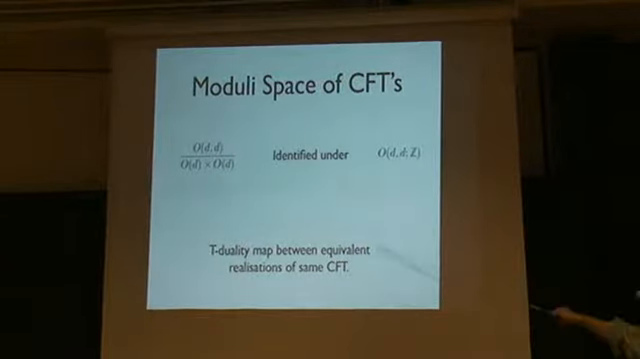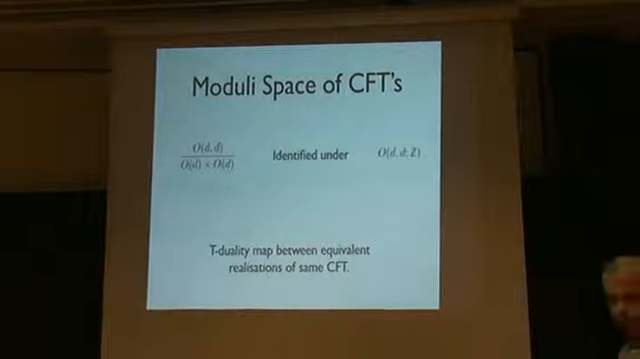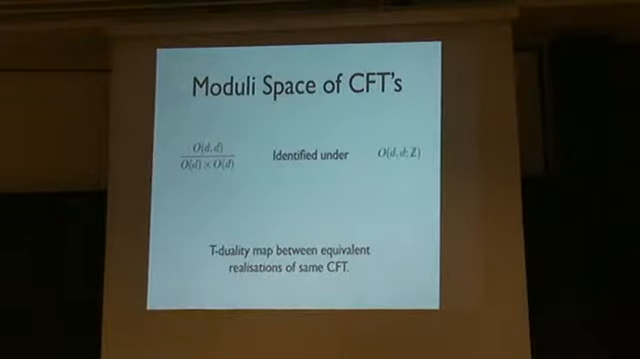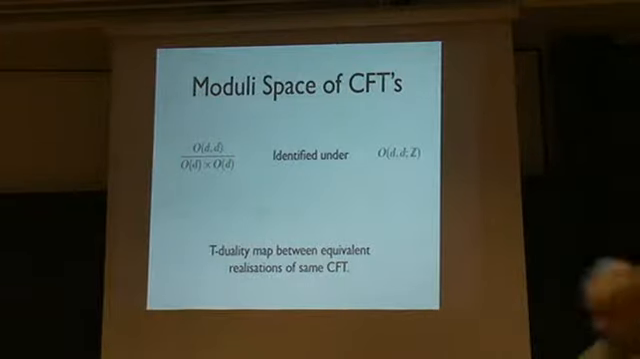So the T-duality map can be thought of as a map between equivalent realizations of the same conformal field theory, just as diffeomorphisms would take you through different realizations of the same conformal field theory. The same conformal field theory written with different coordinate systems would be regarded as physically equivalent.